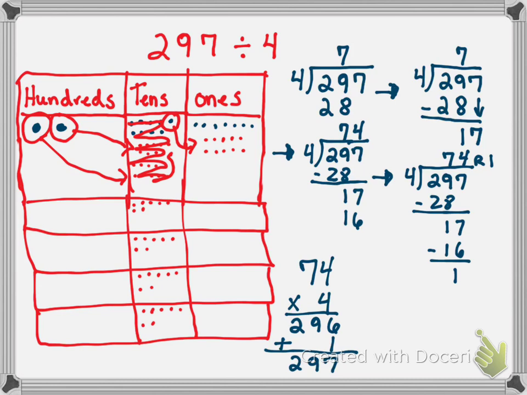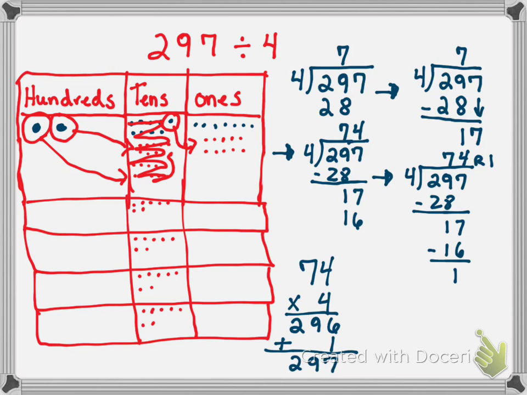We have 10 more ones. Here's 10. 11, 12, 13, 14, 15, 16, 17. So now we're left with 17 ones, and we're going to split up the 17 ones into 4 equal groups.